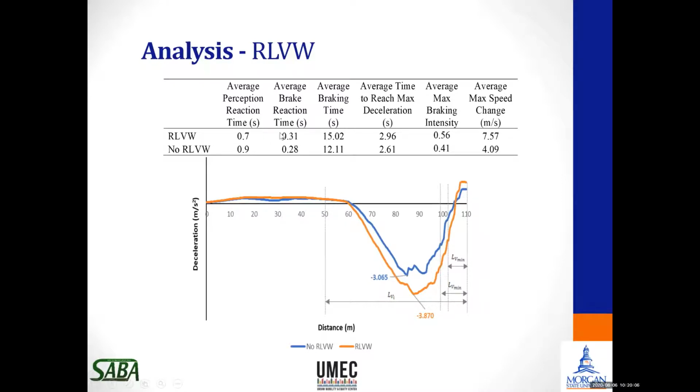Average brake reaction time was higher on average. Average braking time was higher. Average time to reduce maximum deceleration was a little bit higher. Average maximum braking intensity was a bit higher, and average maximum speed change was much higher than the base scenario.